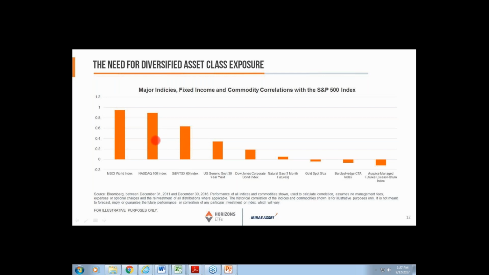Those of you who came into investing in the 80s or 90s, there was real diversification in holding the NASDAQ versus the S&P TSX 60 versus European stocks. That doesn't quite exist to the same extent today.